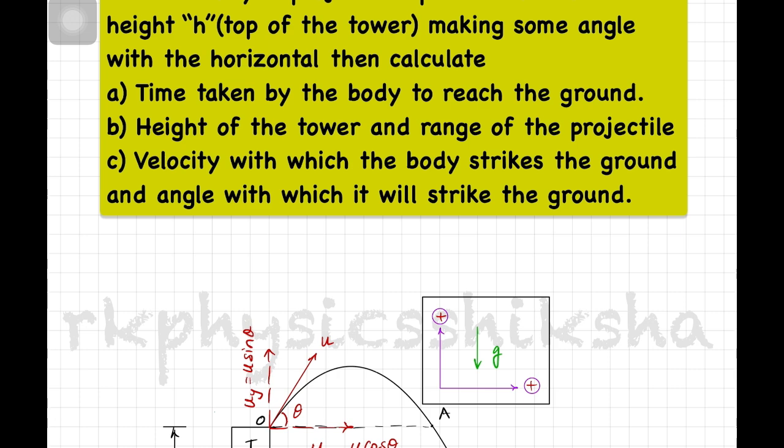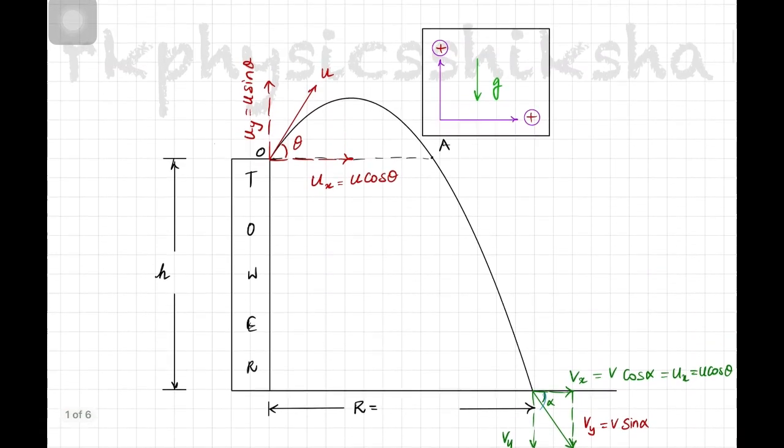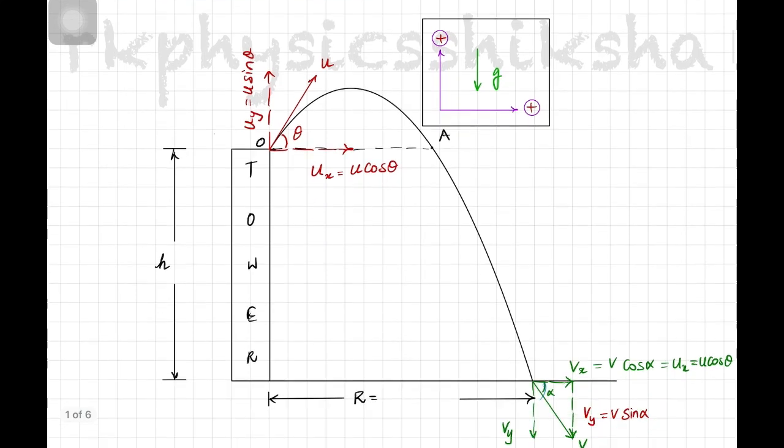So here I am taking the sign conventions: whatever measurements I make vertically upward, I take them to be positive. Towards the right, I take them to be positive, and towards the negative y-axis, I take them to be negative. Towards the negative x-axis, I'll take them to be negative. A very simple rule I follow.